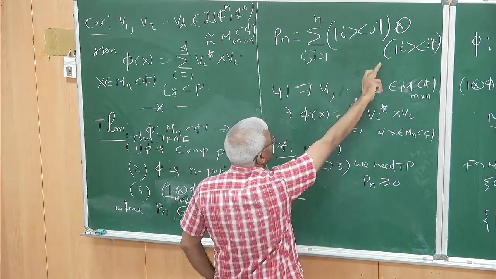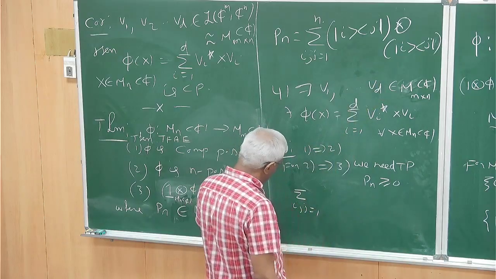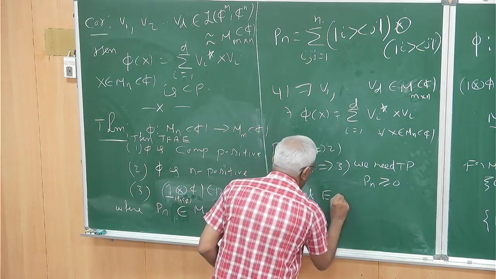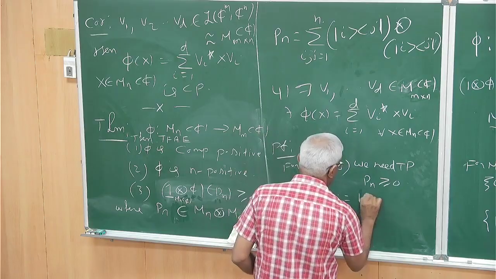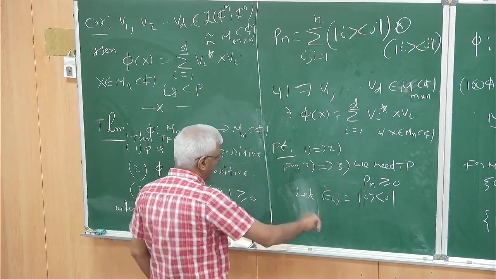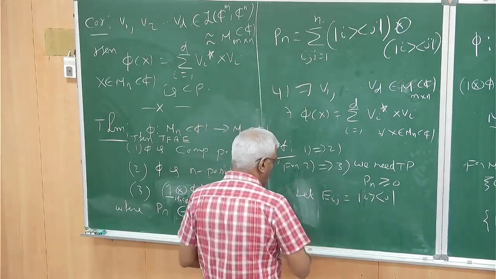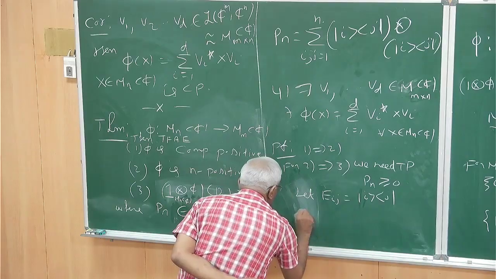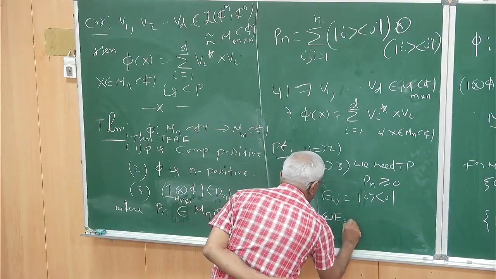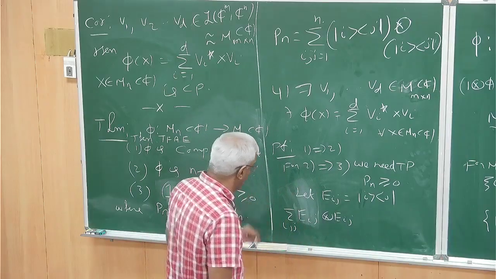for the time being, if I write this, I get so much confused. Let me try it. Eij is easier for me. Let me write Eij equal to this. I don't want to write each time this, I may get these arrows the wrong way. Now this is easy. Pn is the summation over i, j of Eij tensor Eij. This is what my Pn is.